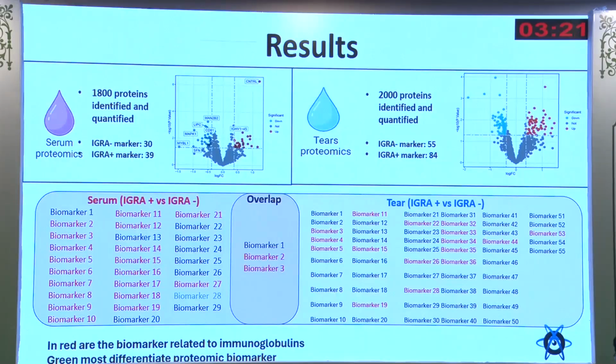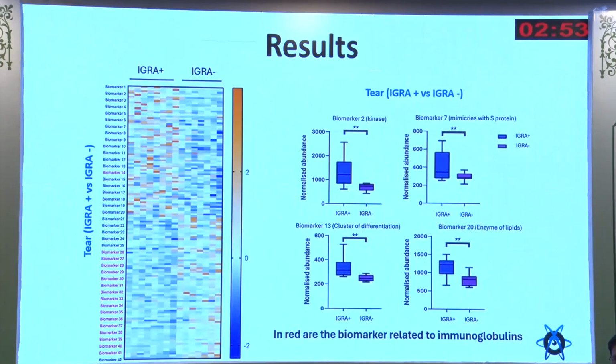I just wanted to highlight the results of this study. Though this looks like a busy slide, to keep things simple, it shows the overall outcome of what happens in the serum proteomics and the tear proteomics. There were 30 unique biomarkers for IGRA negative and 39 unique markers for IGRA positive from serum. Likewise, there were unique markers for IGRA negative and IGRA positive in tears. The names have been blurred because we have filed a patent on them, so I just kept the label as proteomics biomarker.